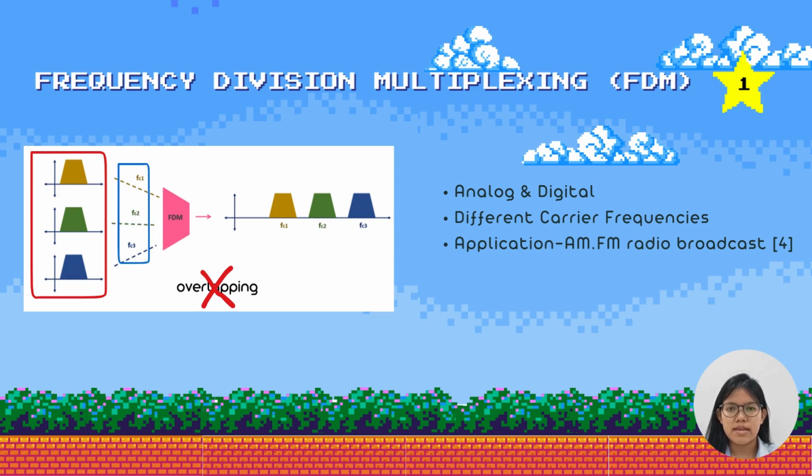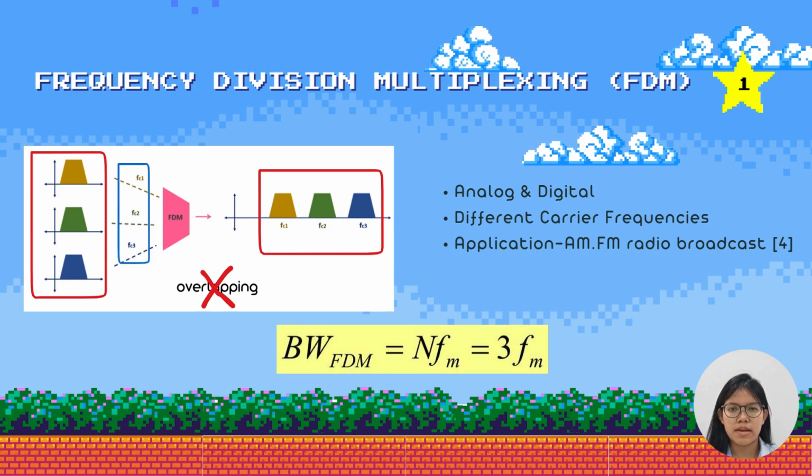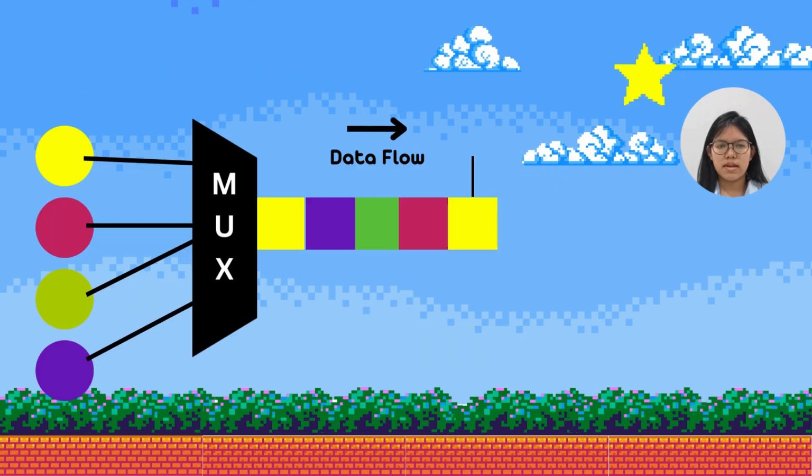In this way, in the multiplex signal, each modulated signal is separated from each other in the frequency domain, and the bandwidth will depend on the number of subcarriers used. In this case, the n will be equal to 3.